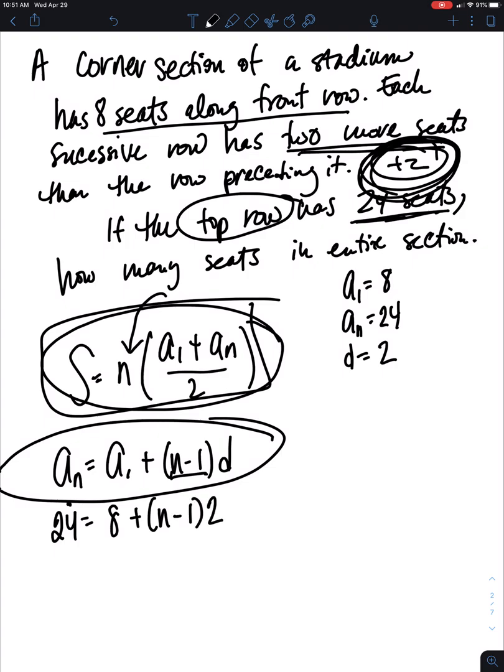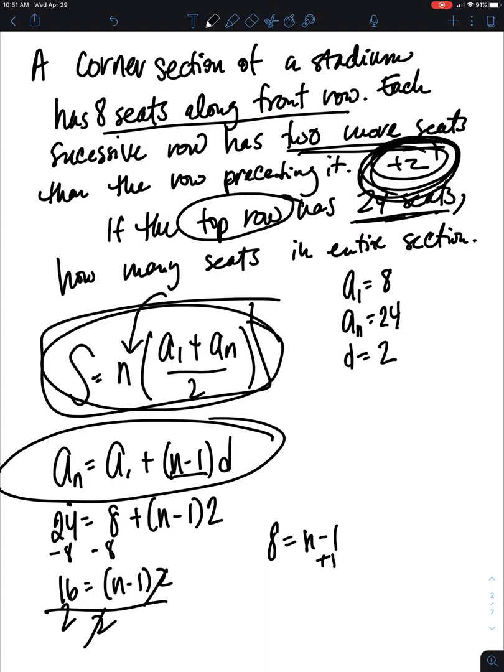Okay, so I'm going to subtract 8. So this gives me 16, and minus 1, 2. Then I'm going to divide by 2. So that gives me 8 equals N minus 1, add 1. So N equals 9. So there were 9 rows in this section. So now I can go and find the sum. So I have 9 times A1, which is 8, plus 24, divided by 2. I'm going to do the math in the parentheses first. I'm going to add the top. I'm going to divide by 2. Actually, let me get my calculator out right now and not do this in my head.